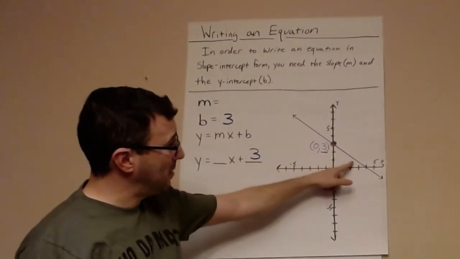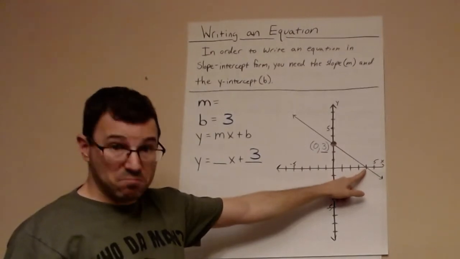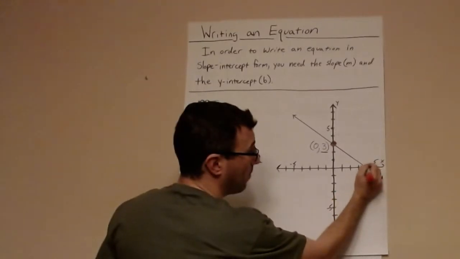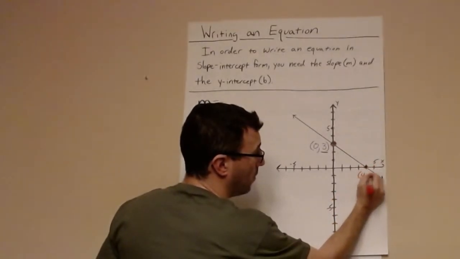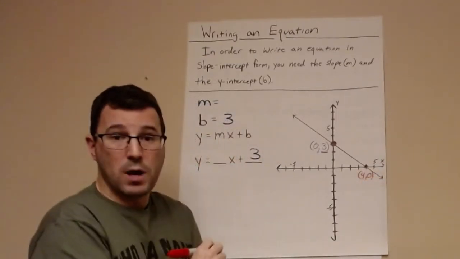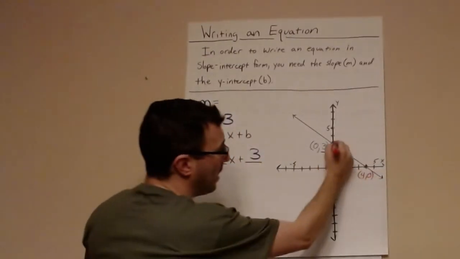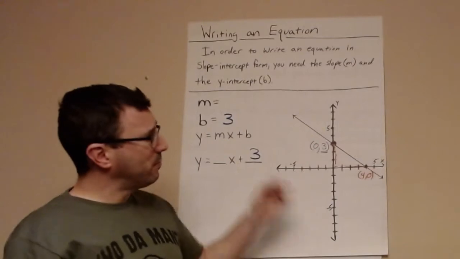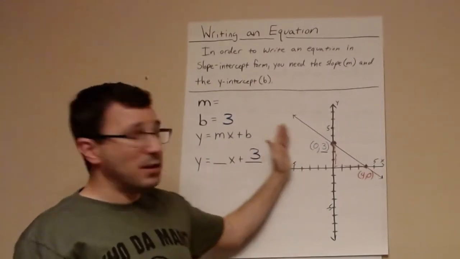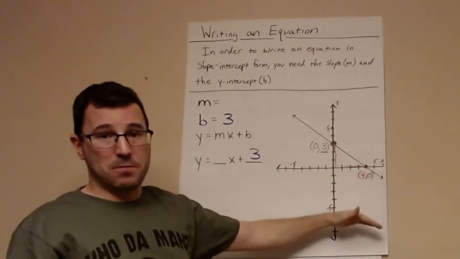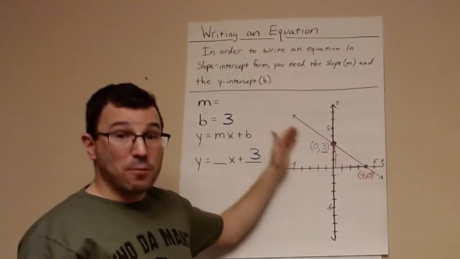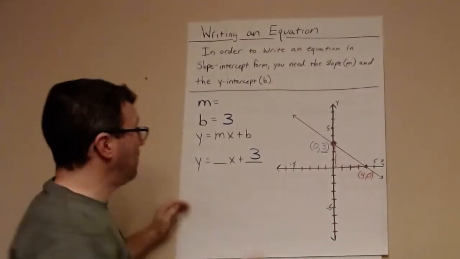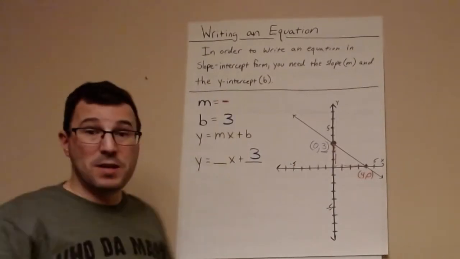Then I'm going to look, does this line cross the x-axis? Yeah, it does. It crosses over here at (4, 0). That 4 kind of looks like a y. Oh well. Now the first thing I notice is that this line, as I look from left to right, is angling down. A line that angles down from left to right is a negative slope. So first thing I'm going to do is put a negative up here.